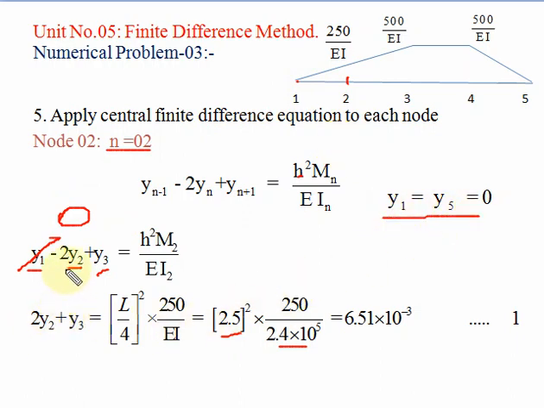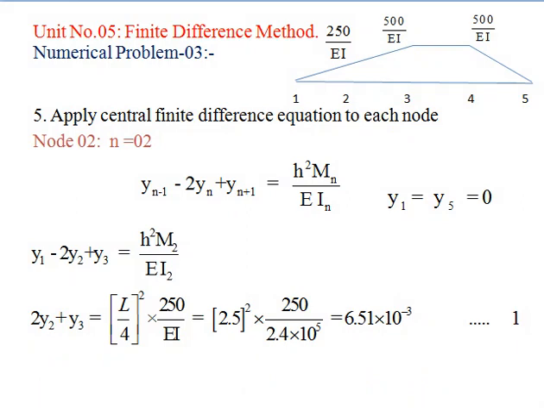So we are getting here minus 2y2 plus y3 equal to, after we put the value of EI, this value. This is equation number 1. Here one thing you have to remember: the value of bending moment is positive, so we have taken it as plus.